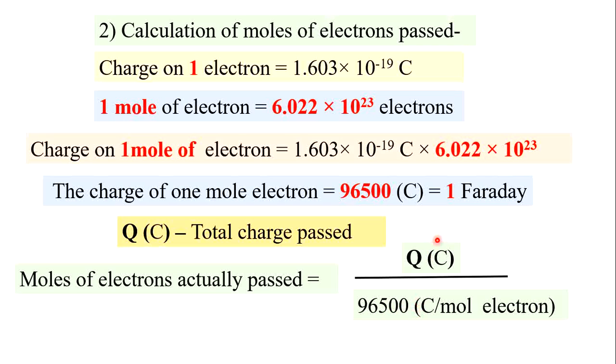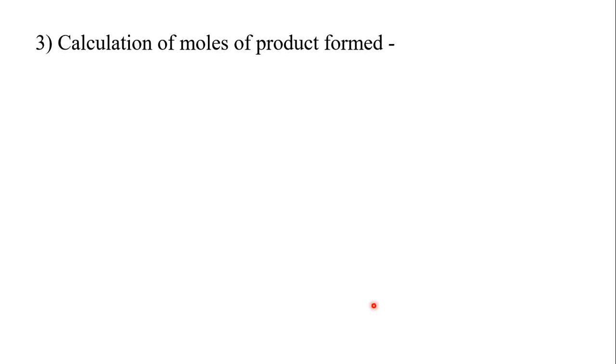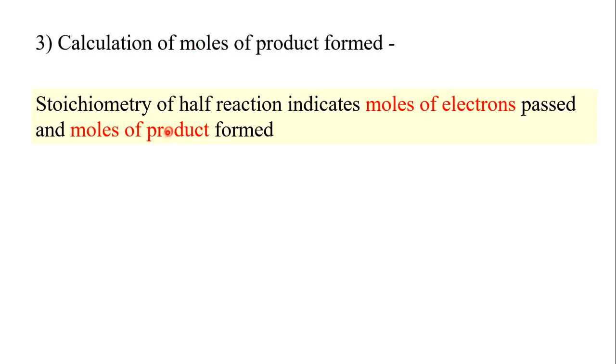96,500 coulombs. So coulomb cancels, leaving moles of electrons. So the moles of electrons actually passed is equal to Q divided by 96,500. That will give you the number of moles of electrons. And then from this, you can calculate what? Moles of product formed. How? That we will see.